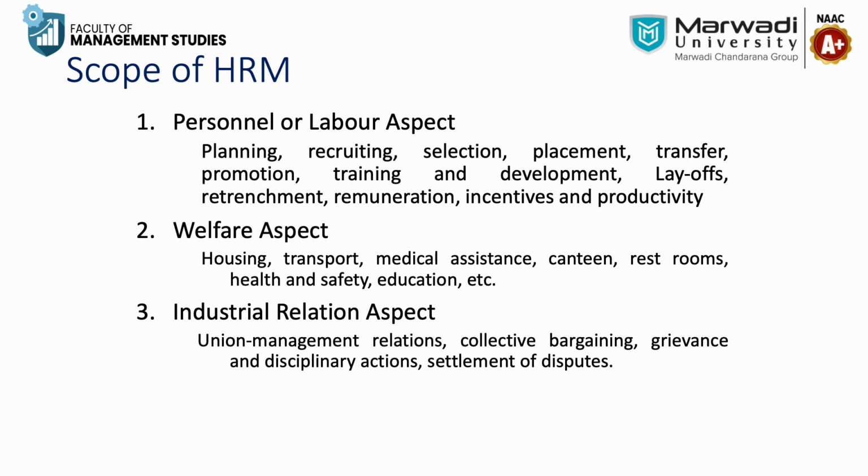So industrial relations is about maintaining good relations between management and the trade unions and the employees. So here we will see collective bargaining, grievance and disciplinary actions, settlement of disputes, and all these aspects. Okay? So this is how the scope of HRM is. Now our entire subject is divided into chapters, which are divided in the course. They will cover all these aspects. So that's how the scope of HRM is. It is going to cover everything. So this is about the scope.